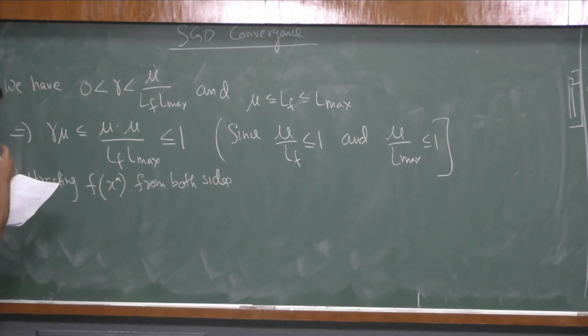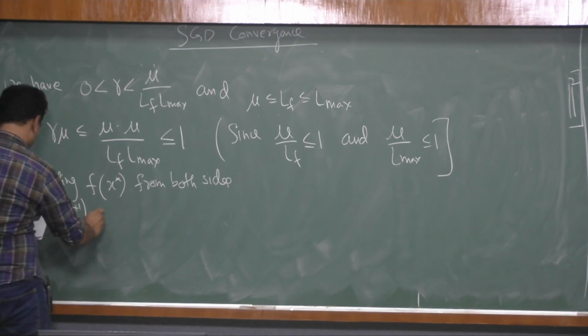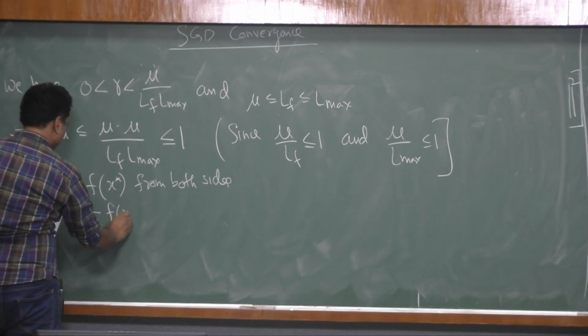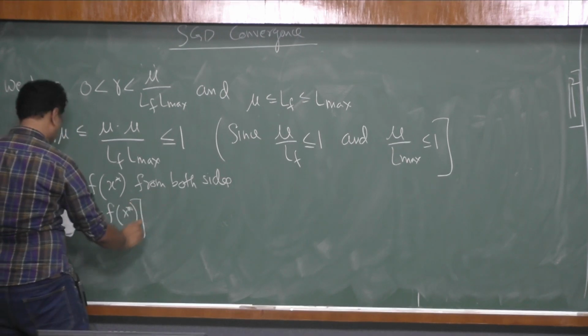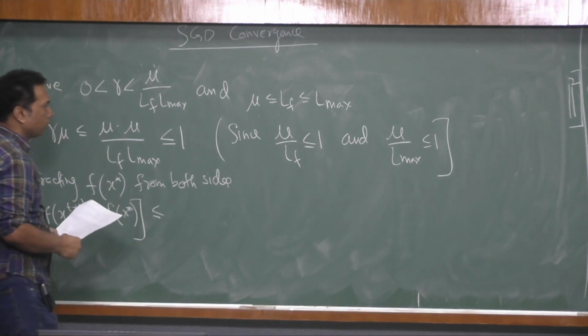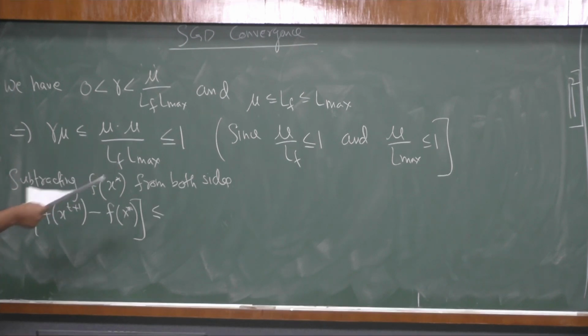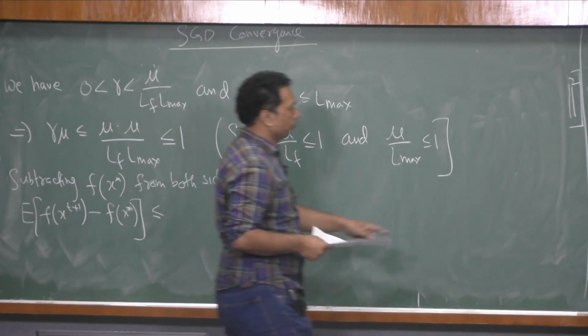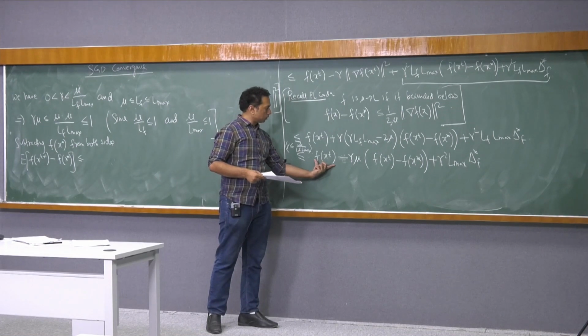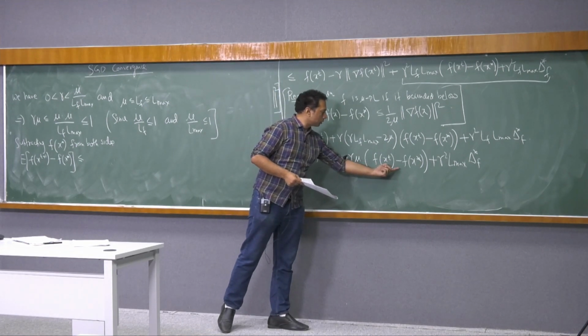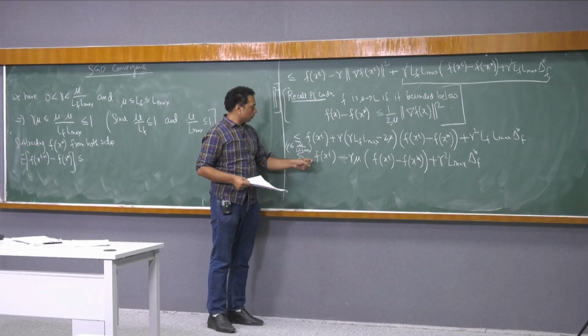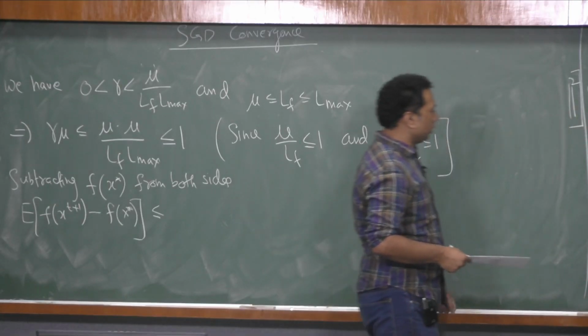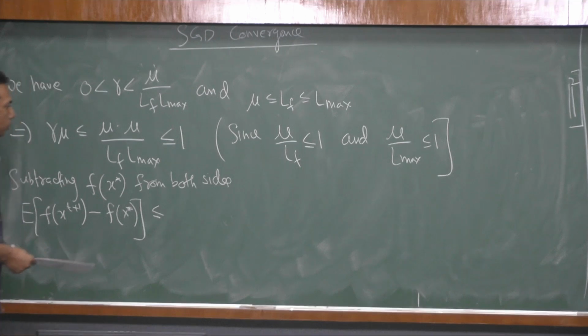So then we have, and then we will take the expectation. So then we have expectation of fx t plus 1 minus fx star, and this is less than equal to, and since we have subtracted fx star, so there will be one fx t minus fx star here, and there is already one fx t minus fx star here. So taking common, we will have 1 minus gamma mu, and then I believe we will do the dropping.